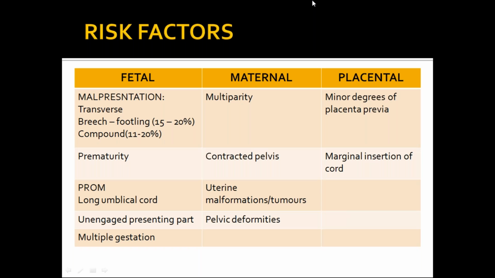And not only that, normally the cord attaches in the center of the placenta, but very rarely there can be marginal insertion of the cord. At the edge of the placenta, it can get attached. That is known as marginal insertion. That is the condition where we can also find cord prolapse.